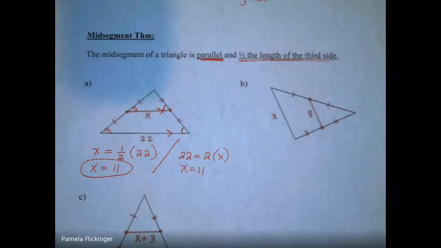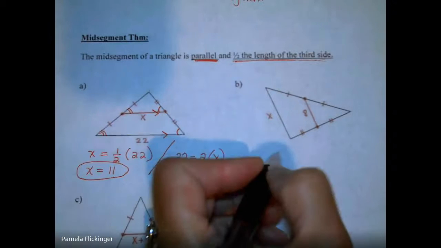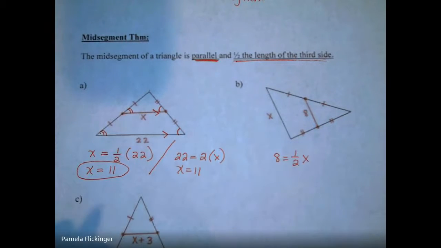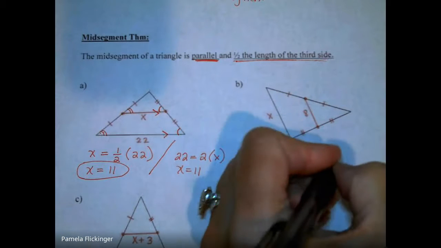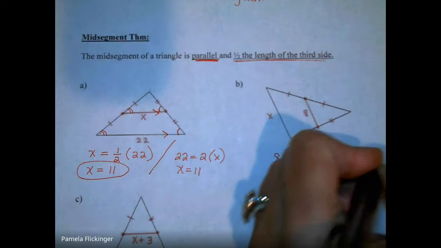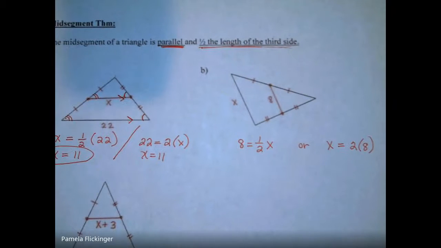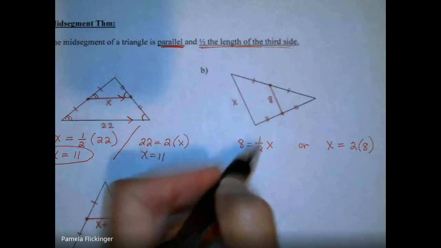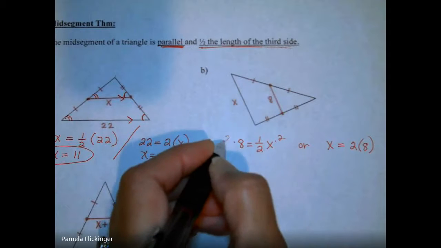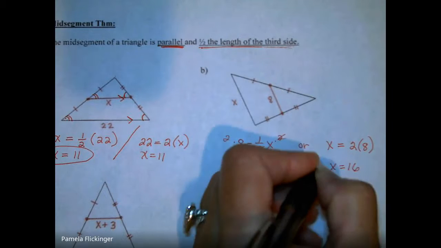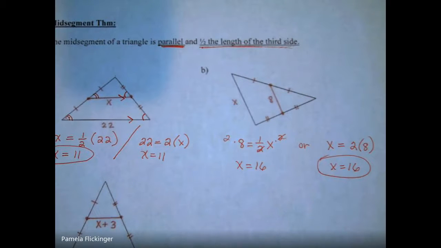So over here, you're either going to say 8, which is the midsegment, is half of the third side x, or you would tell me that the third side x is double the midsegment. Either way, over here, we would just multiply both sides by 2 to get rid of the fraction. So x would be 16, or x would be 16. You get the same thing. Just make sure you're taking half of the longest side or you are doubling the shorter side.